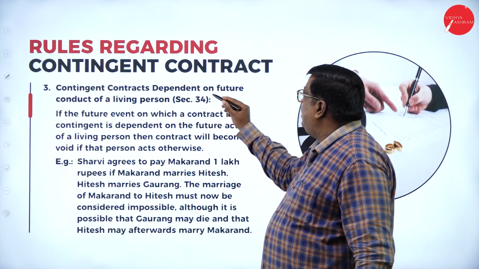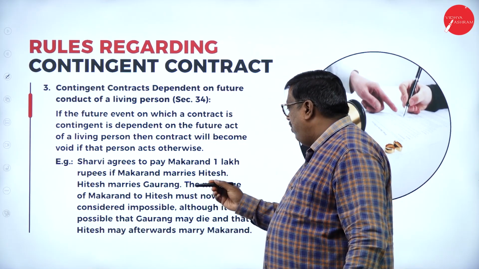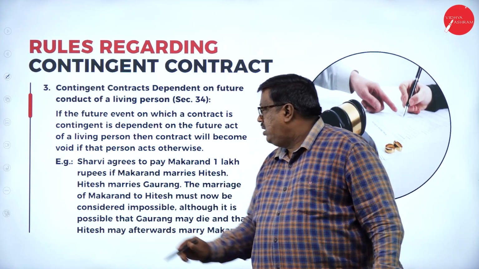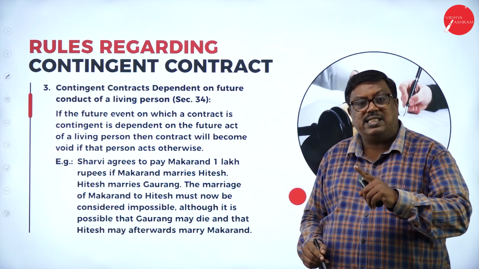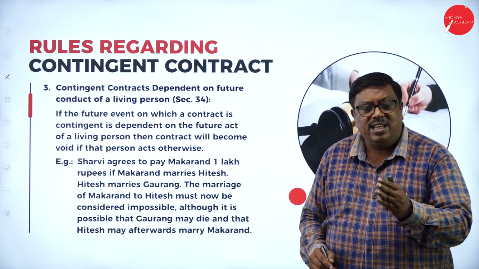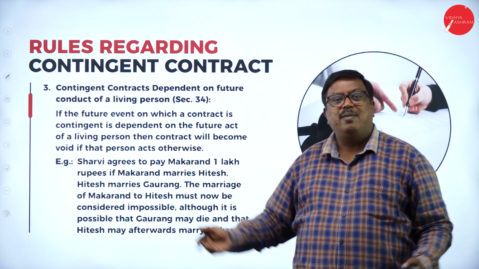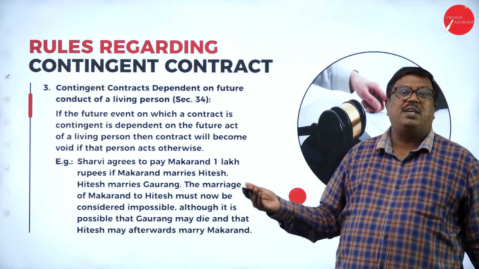Contingent contract dependent on future conduct of a living person. Now, here we are going to have a contract. Shervi is agreeing to pay Makand if she marries Hitesh. Unfortunately, Makand died. So now the contract is void because it couldn't be performed.